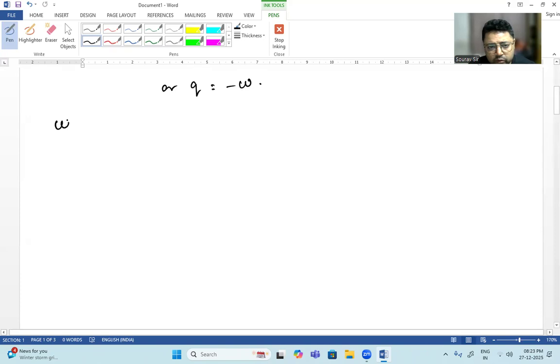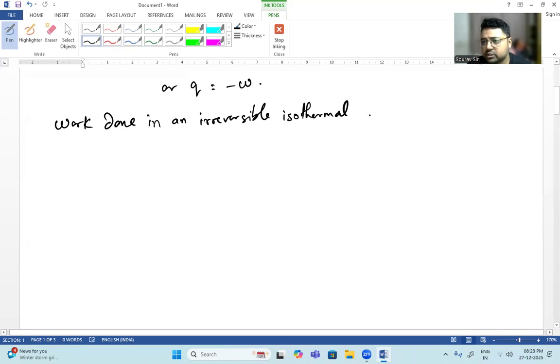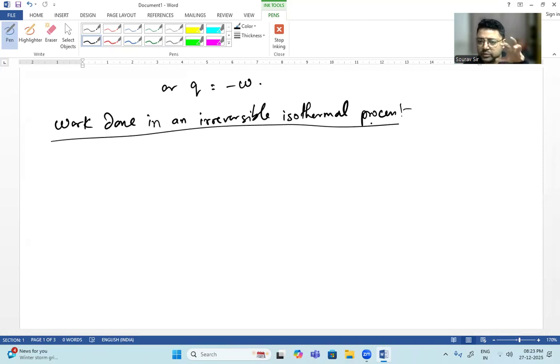So we'll write here work done in an irreversible isothermal process. Now, whenever we are talking about an irreversible isothermal process, we have to understand that the pressure applied to the system will be an external pressure.